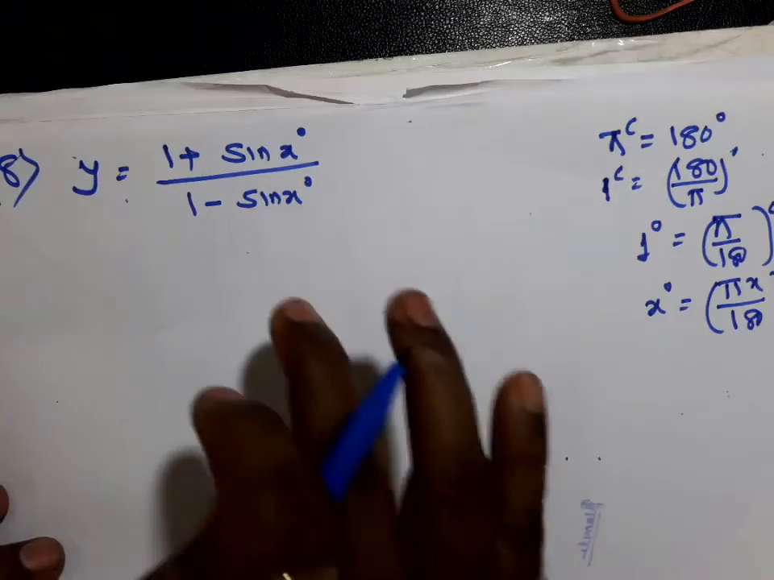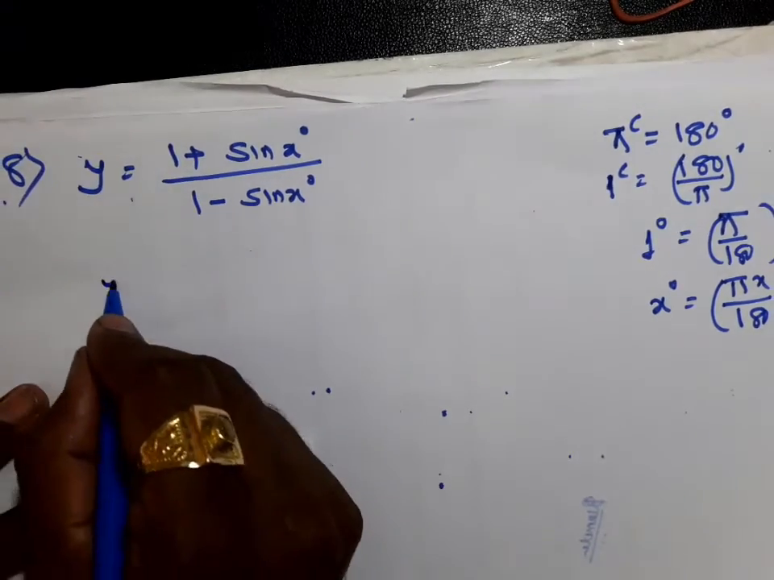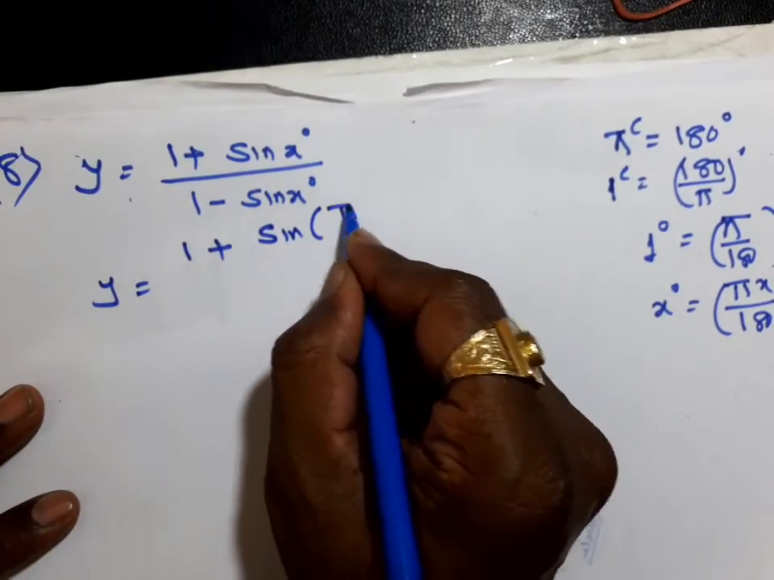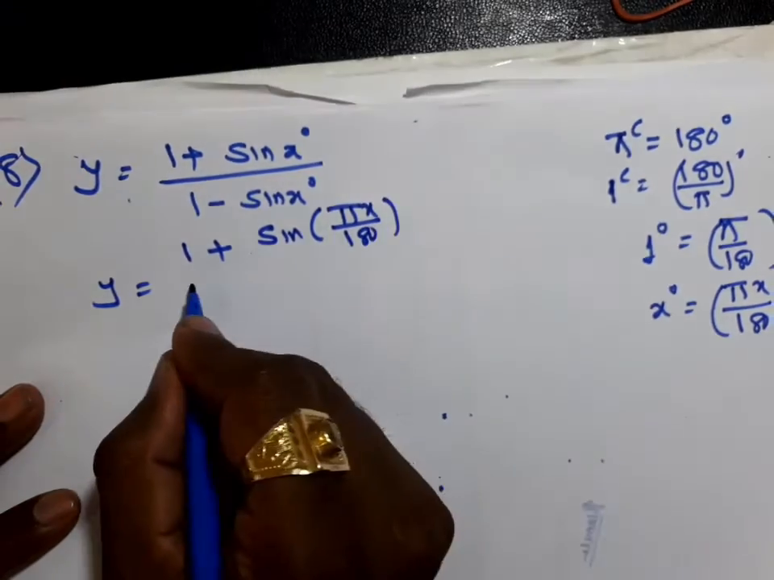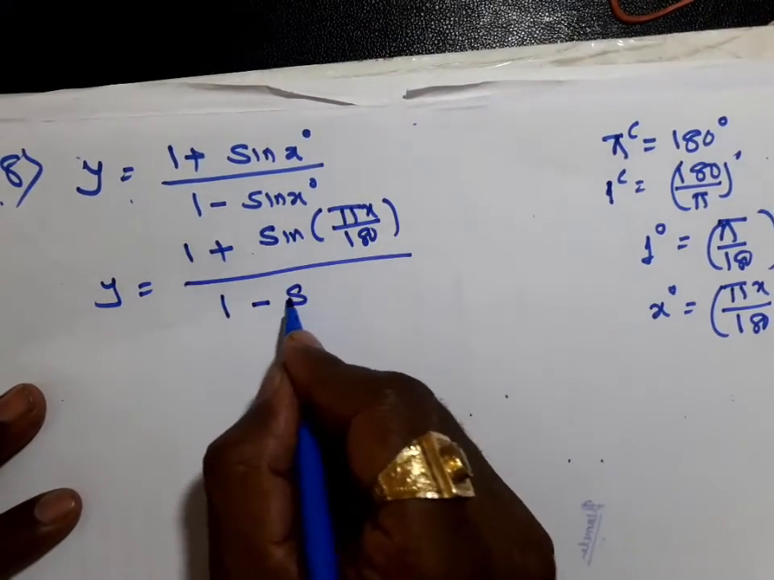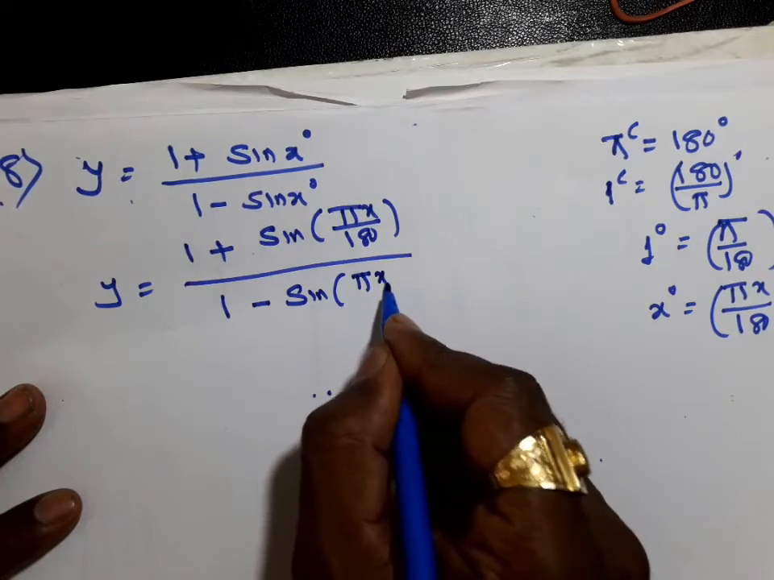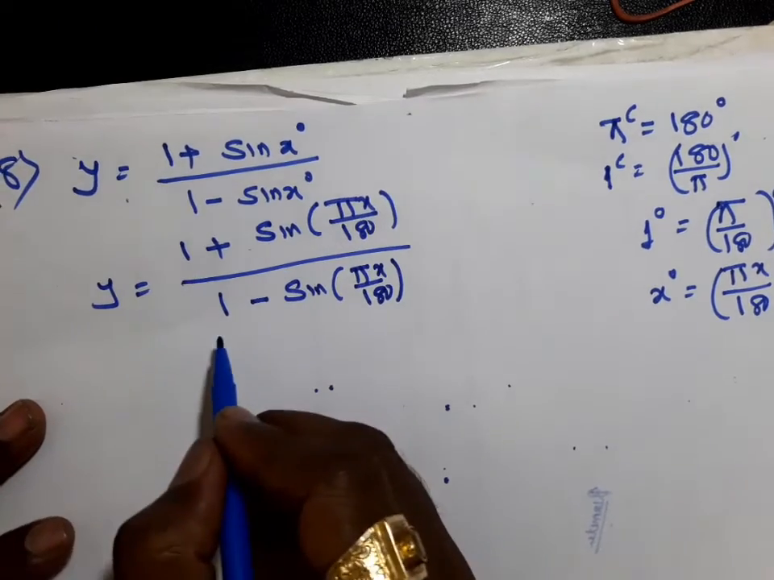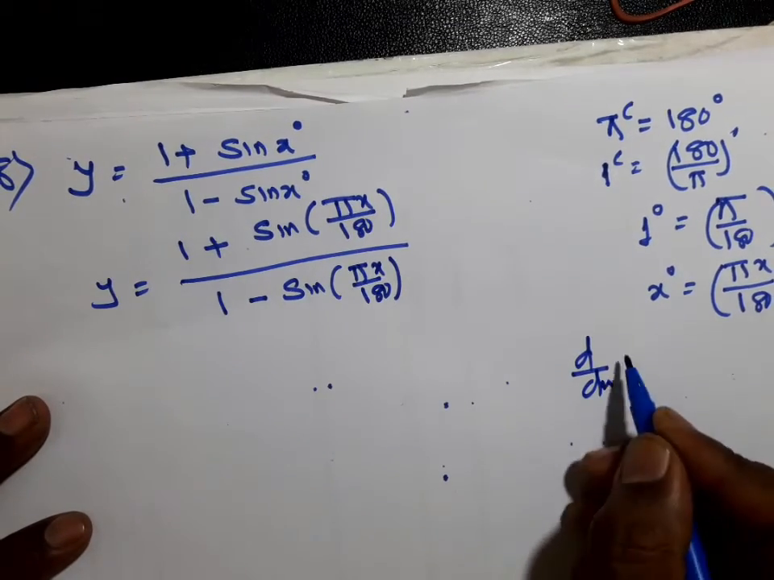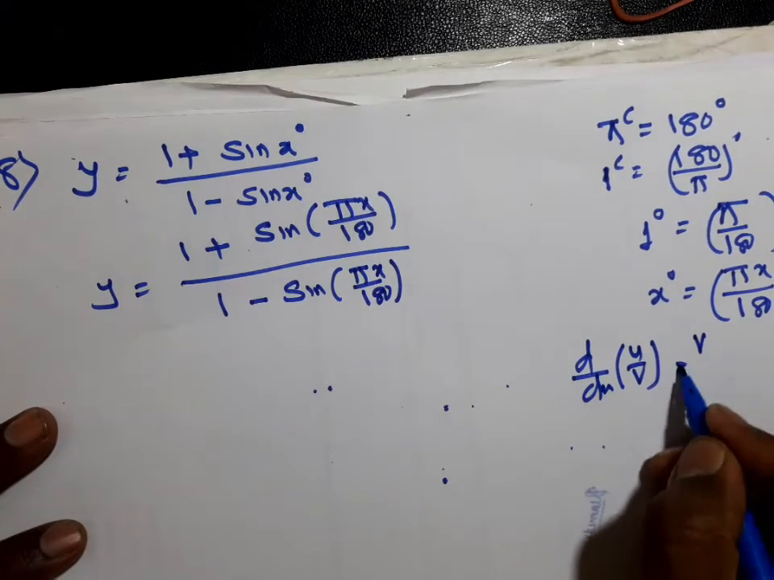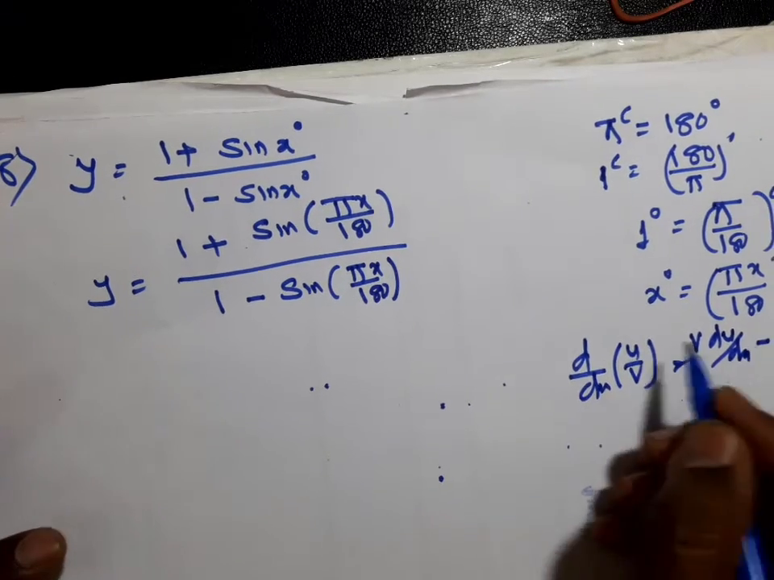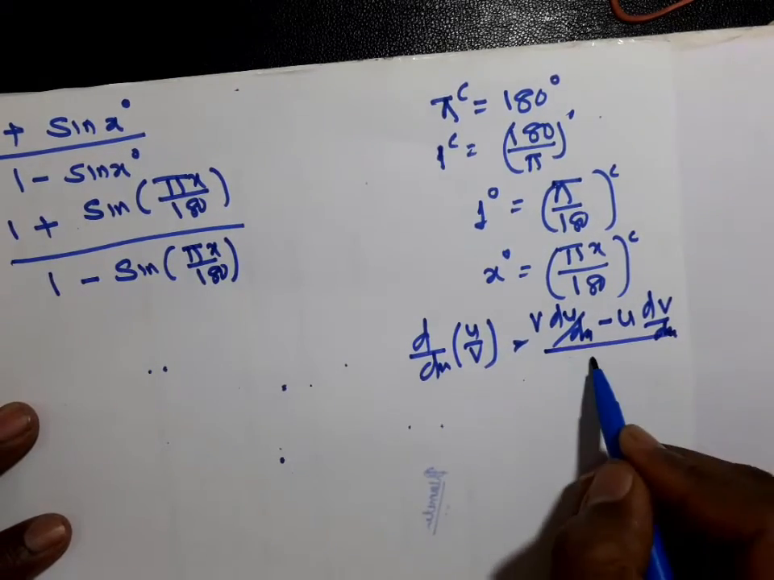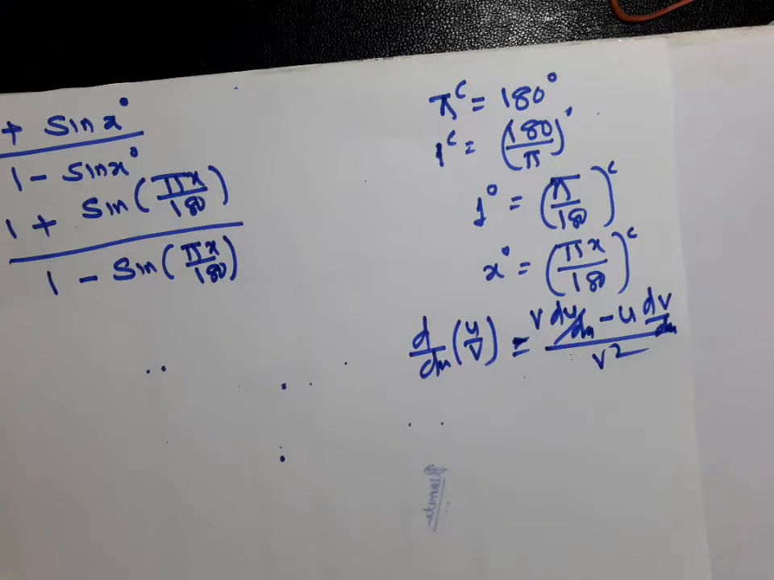So I am not going to write the radian sign here, no need. So this will be (1 plus sine pi x upon 180) divided by (1 minus sine pi x upon 180). Now here it is u upon v. What is the derivative of u upon v? It is v times derivative of u minus u times derivative of v, upon v square. So this rule I am going to use here.